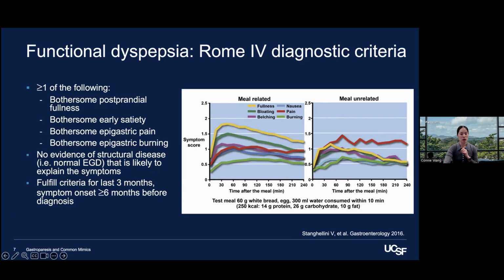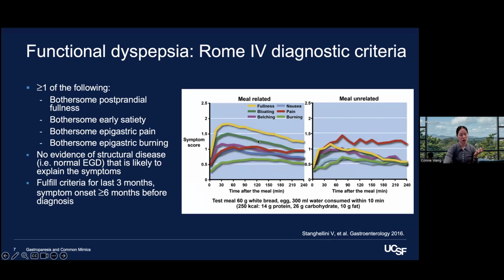Here is a study looking at patients with functional dyspepsia when they're given a standard test meal. This highlights how we can classify functional dyspepsia into 2 groups. On the y-axis there's a symptom score, and the higher the score, the more symptomatic they are. What they found is that in functional dyspepsia patients there were 2 groups of patients. In patients with more meal-related symptoms, you notice that the patients had worsening symptoms within about 30 minutes after eating a meal.